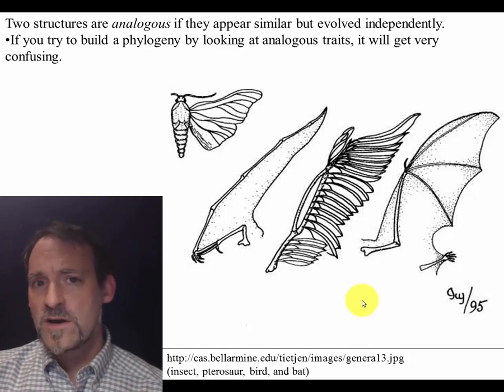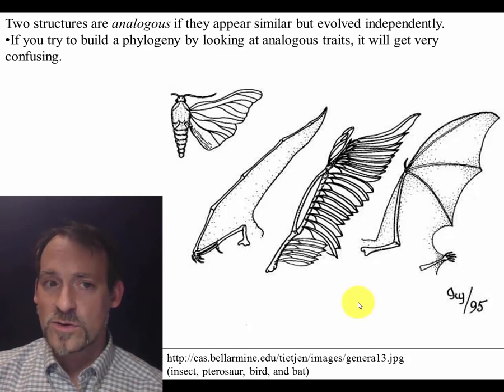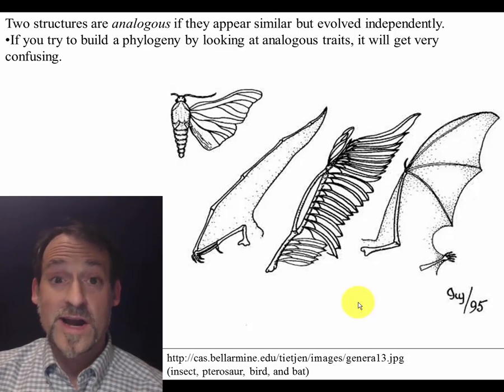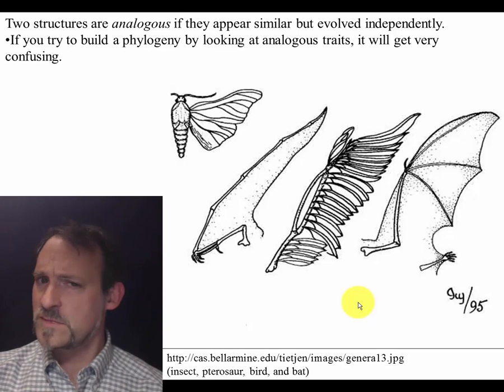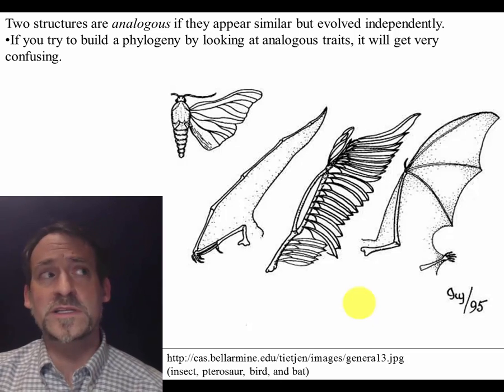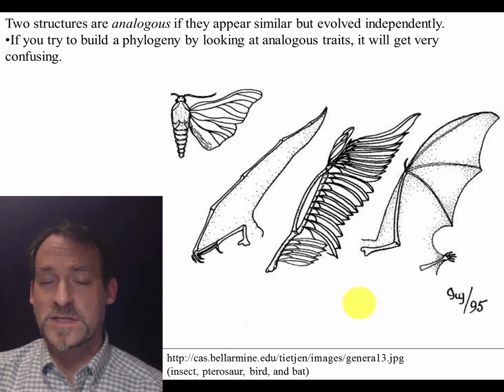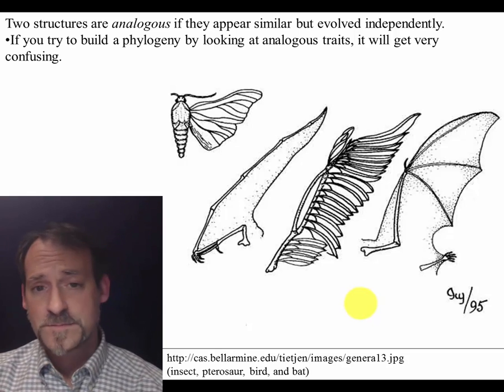One of the things you have to be very careful of when you're reconstructing a phylogeny is you have to be sure that the character states that you're looking at, the structures you're looking at, are actually homologous. If you try to build a phylogeny based on analogies, on analogous traits, it's going to go very badly wrong and it's going to be very confusing. We'll see why, I believe, in the next set of videos, not the ones that you're going to watch today, but the ones you're going to watch in a couple of days.